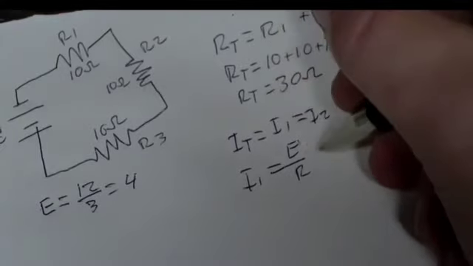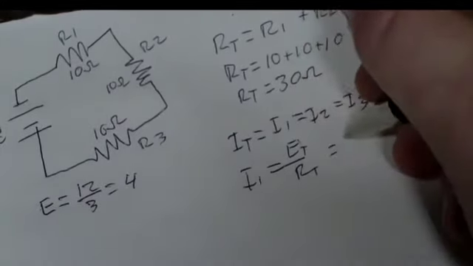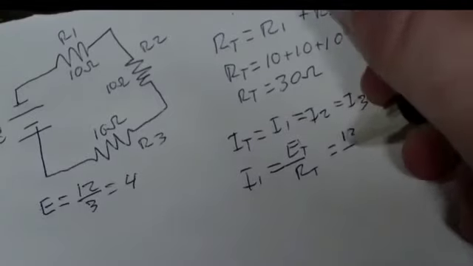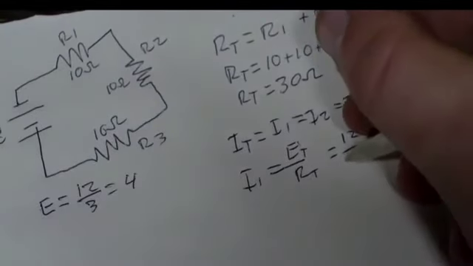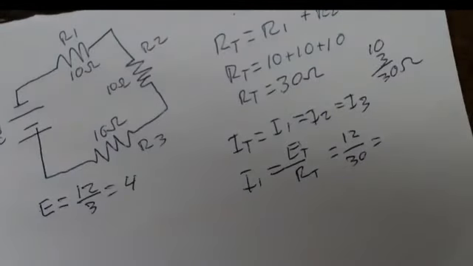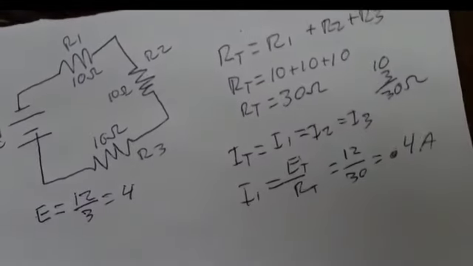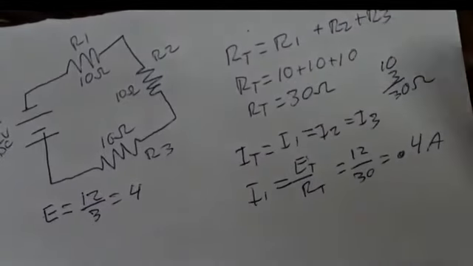It's E divided by R, E total divided by R total. So your E total is 12 volts, and your R total is 30 ohms. So 12 divided by 30, let me put that in the calculator. You get 0.4 amps. That's your total amperage of this circuit.